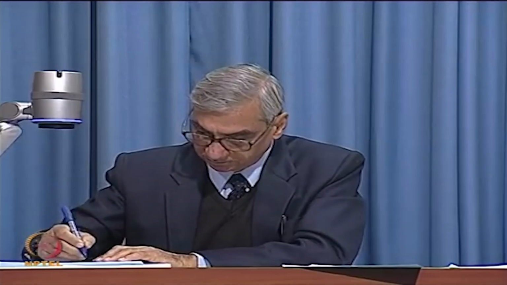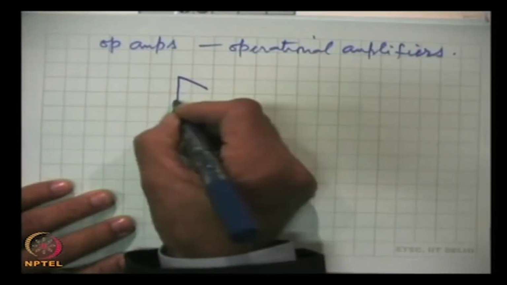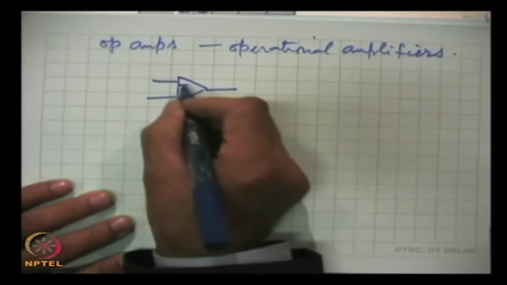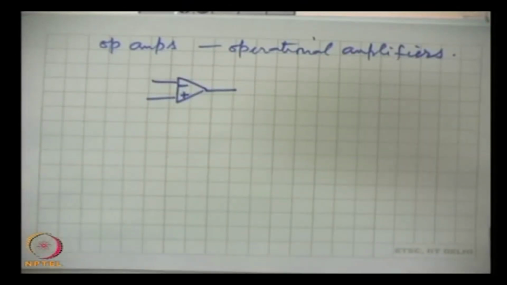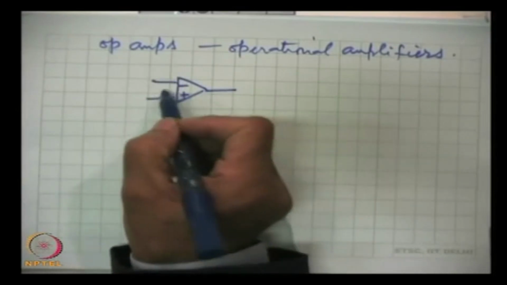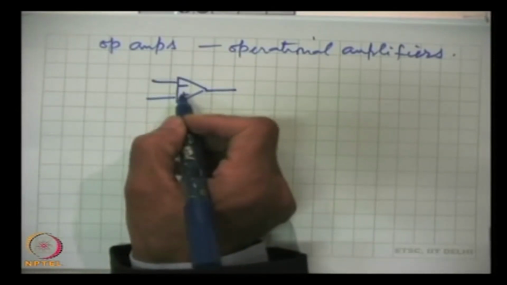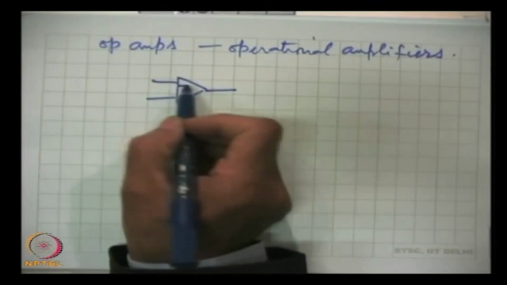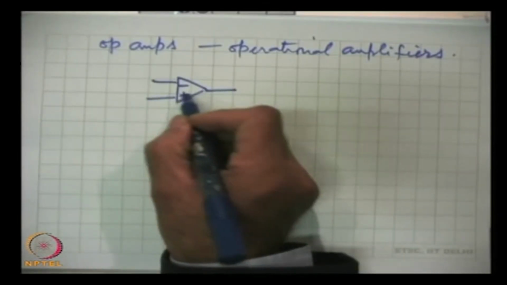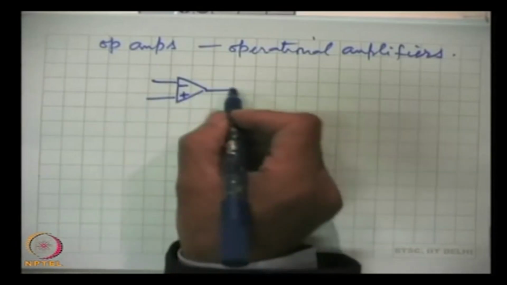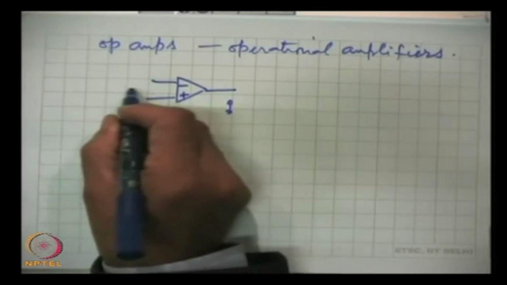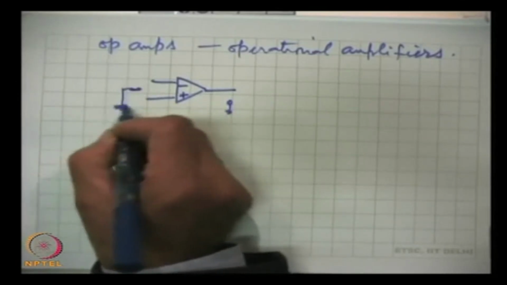The circuit symbol for operational amplifier is this. There are two inputs, one is with minus sign, other is with plus sign. This is called inverting input, and the plus sign is known as non-inverting. This is the output. Now, all voltages are given with respect to ground.